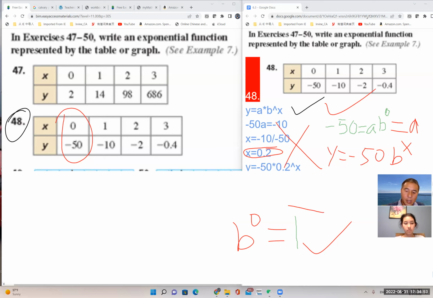Yeah, so this is actually good. It means you learned this and remembered it, a knowledge point from section 6.1 or 6.2. Anyway, keep going to find b.